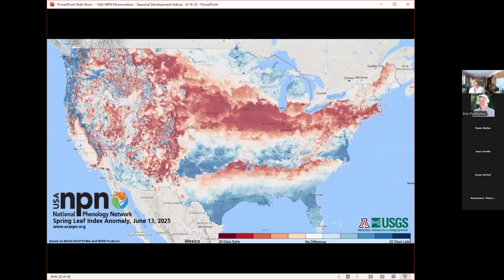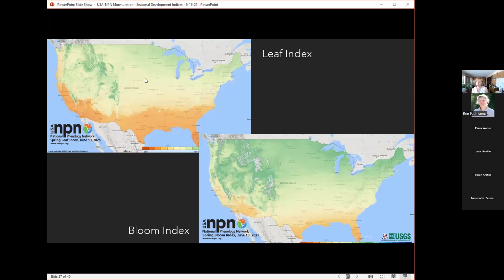What really is interesting though is, again, so what? Was that date that we reached that measure earlier or later than usual? And so the maps that you probably have seen more frequently and definitely are more widely circulated in the news are these anomaly maps, which is where we take one of these, let's focus on the leaf index right now. What's the day of year that that index was reached this year? And how does that compare to when it's usually reached?